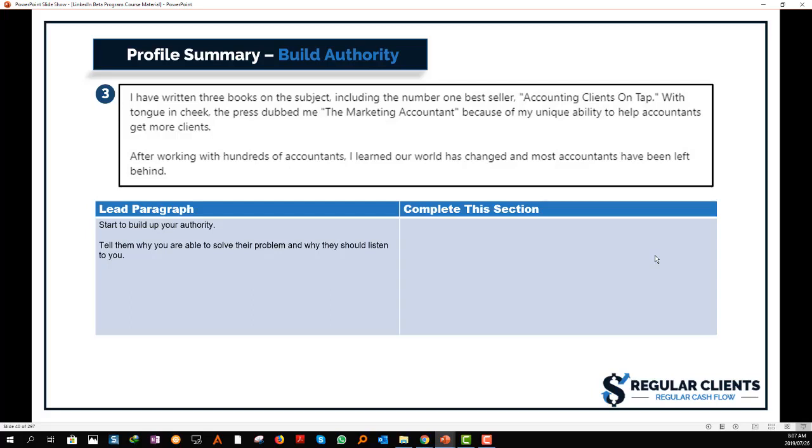And then I just say, after working with hundreds of accountants, again, authority, I learned our world has changed and most accountants have been left behind. Right. So again, a little bit of social proof, building authority without really bragging about myself at all. I'm not telling you I'm the best in the world, I'm wonderful, but I'm letting the circumstances around what I have done speak for me.